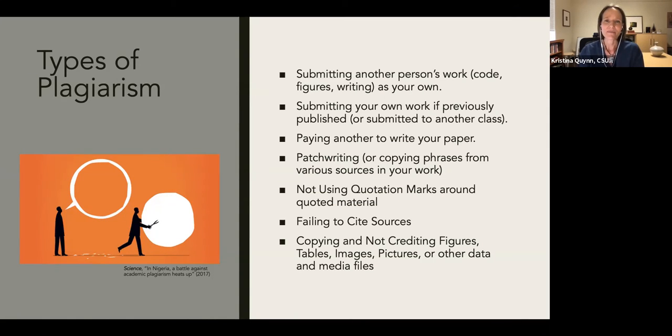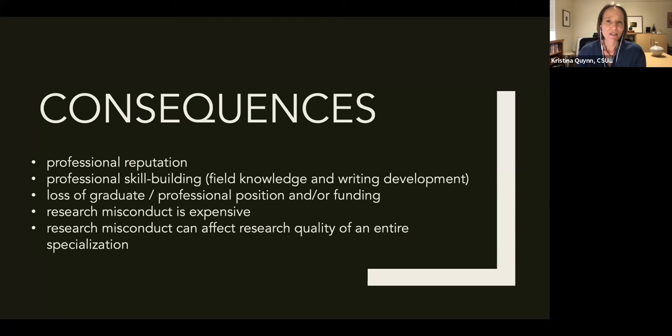So types of plagiarism. Let's talk about that specifically. Submitting another person's work as your own; submitting your own work if previously published or submitted to another class is also considered plagiarism. Paying another person to write your paper; patch writing, we talked about that earlier, or copying phrases from various sources and patchworking them together. And then not using quotation marks around quoted material, that is, words that are other people's; failing to cite your sources; and copying and not crediting figures, tables, images, pictures, or other data and media files. So again, when we're thinking about writing as the project and keeping it pretty broad, it does include illustrations and figures and tables and other ways that we're working with data. The consequences are pretty great.